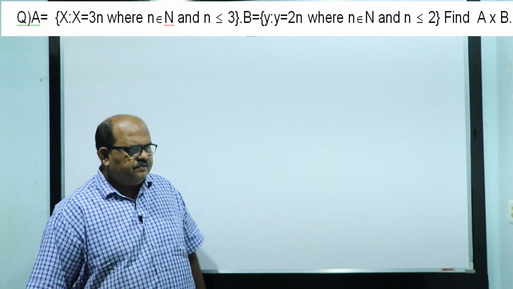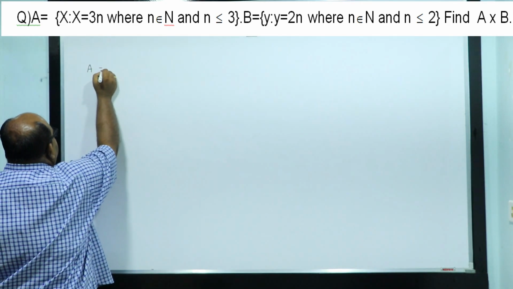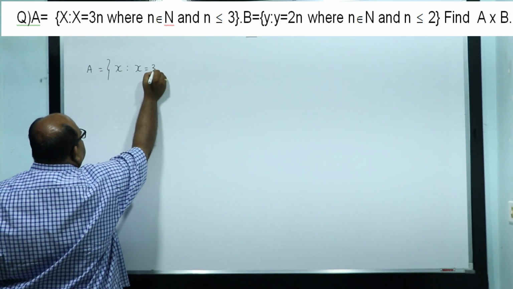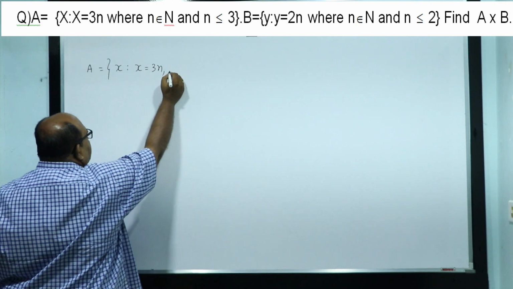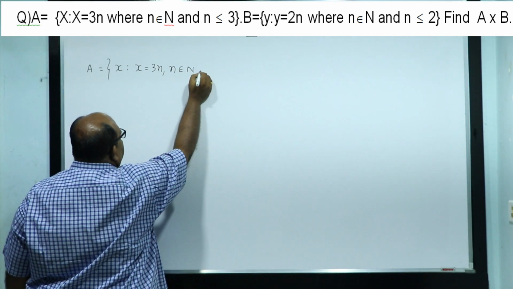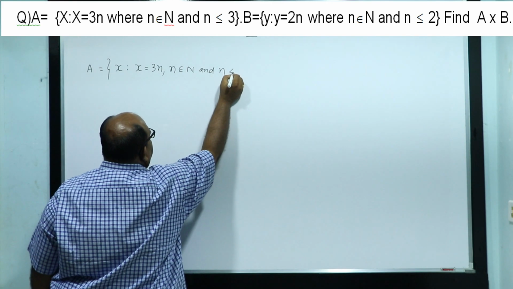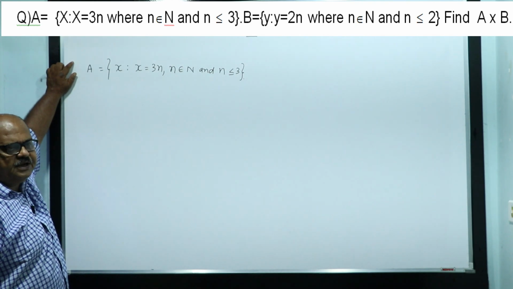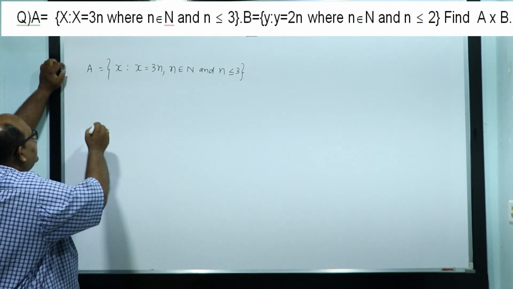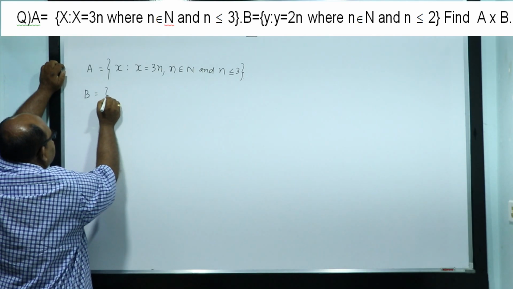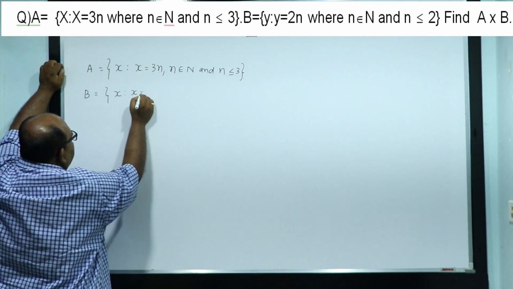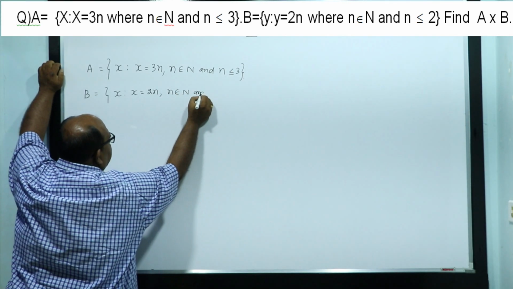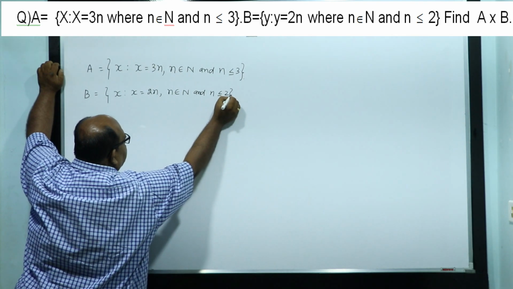Now look at a question. First question: A is a set containing elements x such that x is equal to 3n, where n belongs to the natural number set and n is less than or equal to 3. This is the set A given. Similarly, a set B is given: x such that x is equal to 2n, n belongs to the natural number set and n is less than or equal to 2.